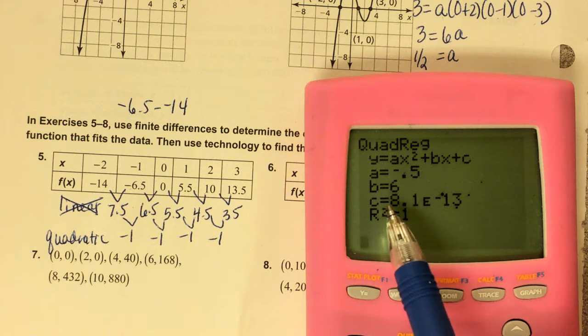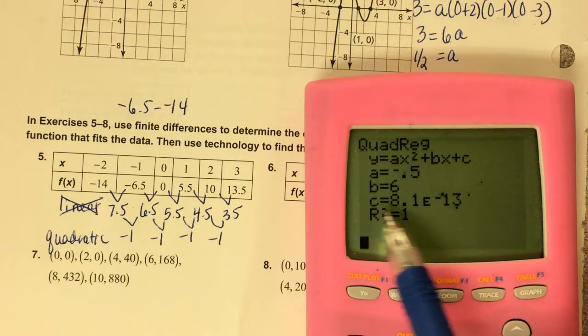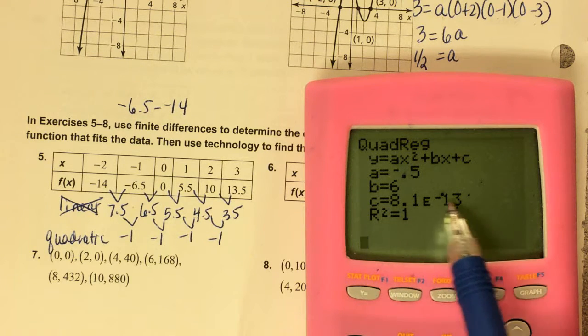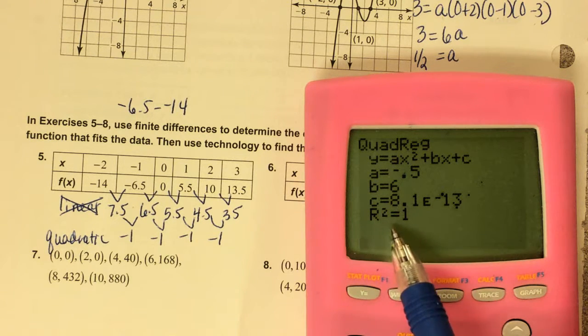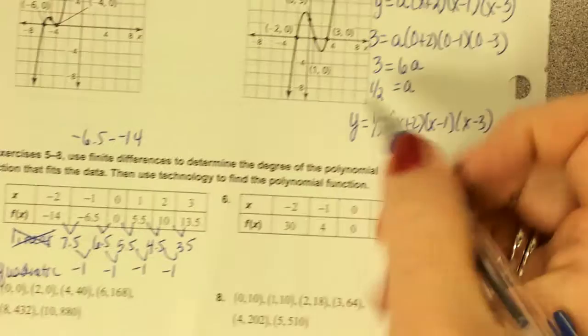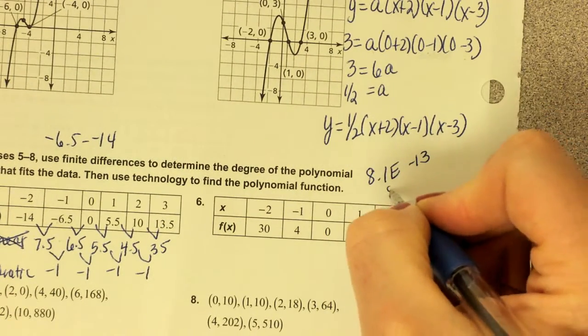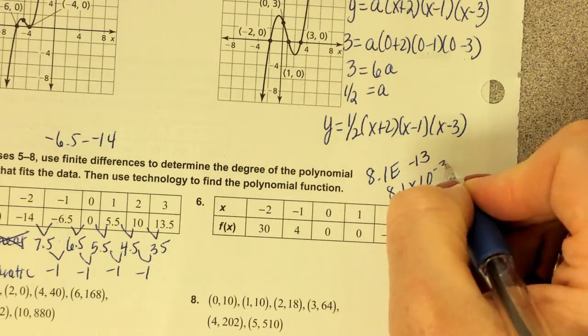This right here, what does this right here mean? 8.1 times 10 to the negative 13. What's that mean, guys? That's 0. This is scientific notation. It's 8.1 e negative 13. It's 8.1 times 10 to the negative 13.